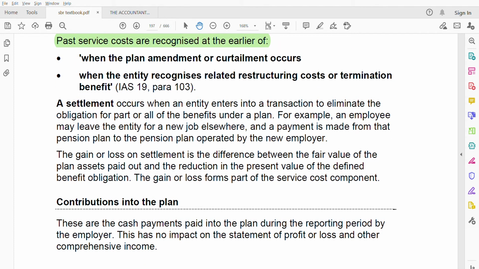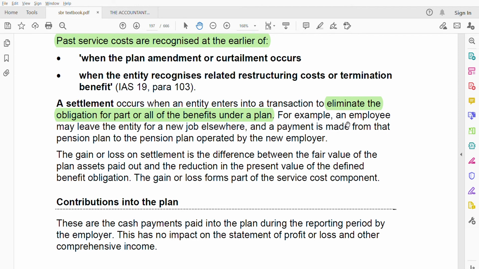Now let us go to the settlement. A settlement occurs when an entity enters into a transaction to eliminate the obligation for part or all of the benefits under a plan. Let's say you have an obligation, so now you are settling so that your obligation reduces. So it's like to eliminate it. When you have an obligation, you want to make a settlement and make your obligation zero, either completely or, if not in full, at least partially. That is a settlement. Okay.